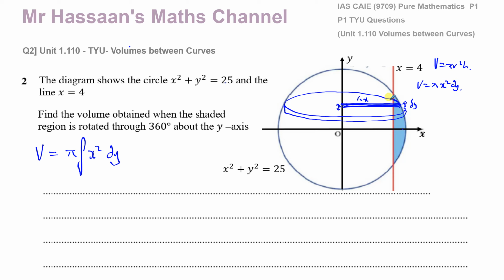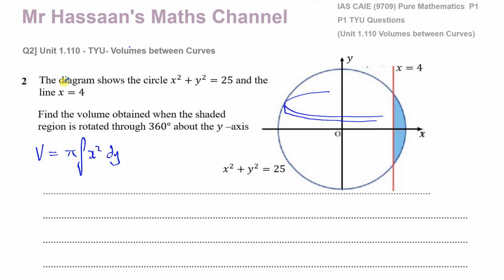When it's rotated around the x-axis, the radius is now the y coordinate and the thickness is now the x coordinate. So it's going to be pi y squared dx. All right, so that's the formula in general.